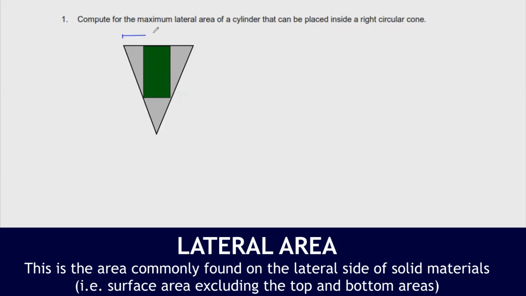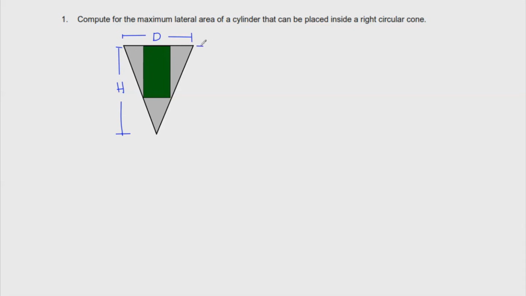Now I'll be using capital letters for any part of the larger figure or shape, and then I'll be using smaller letters for those parts of the smaller figure. So let's be consistent with that notation. So that's the height, and then for the smaller figure, which is the cylinder, the height is of course the small h, and then this one is the diameter of our cylinder.